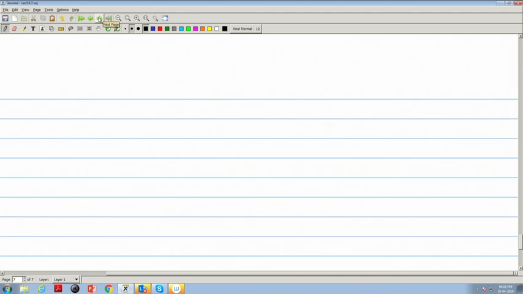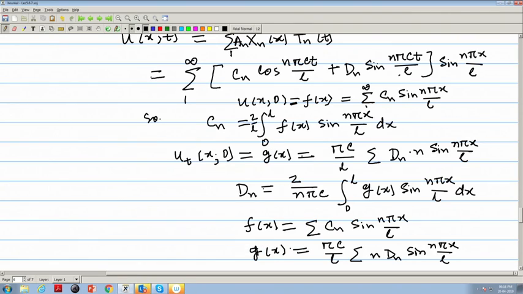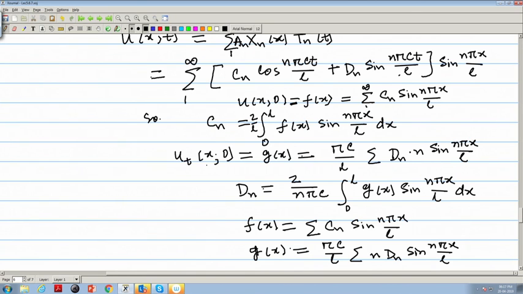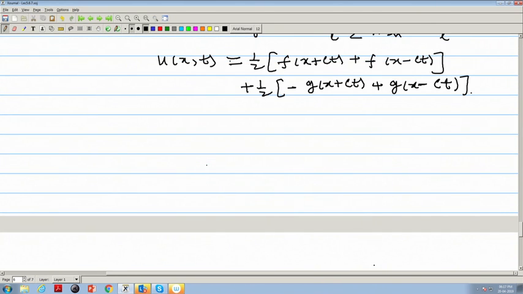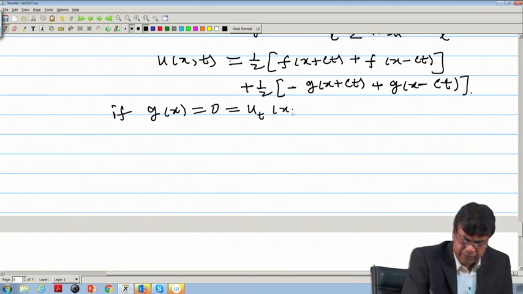So, for example, suppose we have a string which is fixed at the two ends, and it was initially deformed to a certain form f(x), and then the initial velocity is 0. That is what I wanted to say. Suppose g equal to 0, that is, u_t(x,0) is 0.